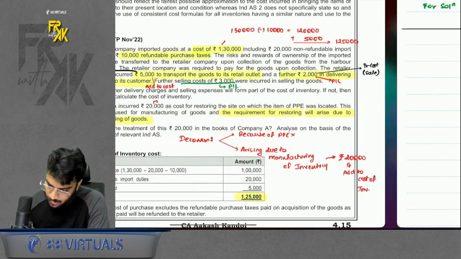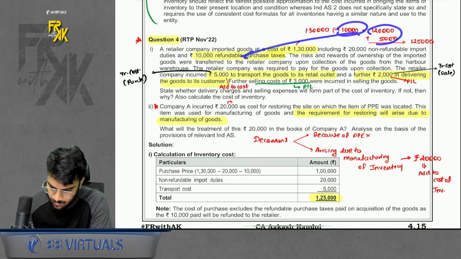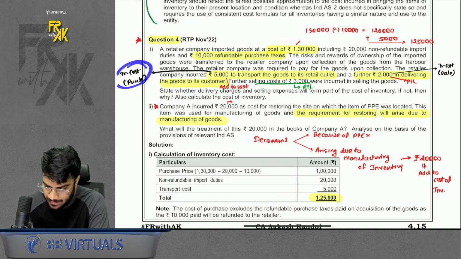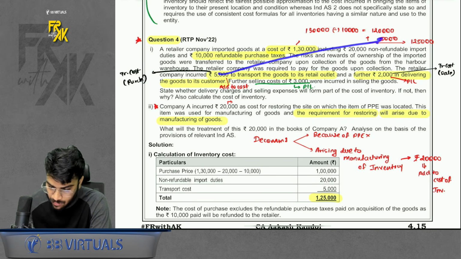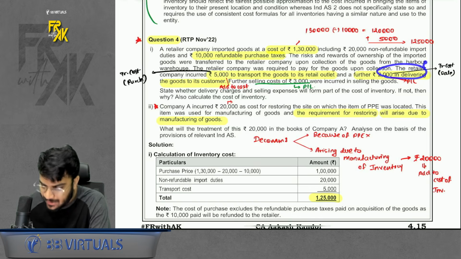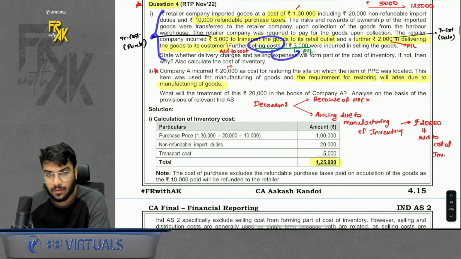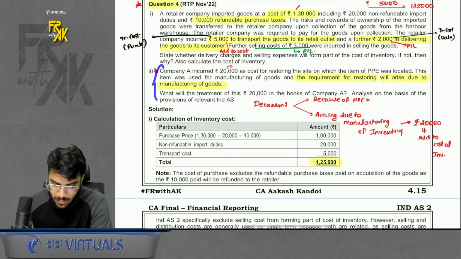Do remember that. Now in this question number 4, it is given that you incurred a cost of 1,30,000. Out of this, 10,000 was refundable, so reduce it. Now two types of transport cost were given. One was incurred on purchase, one was incurred on sale. The transport cost incurred on purchase will be added to the cost, but transport cost incurred on sale is a selling cost, so transfer it to profit and loss. Similarly, for the selling cost, transfer to profit and loss. So this was the first part of it. They have asked the cost of inventory and a little bit of reasoning. Just give it simply.